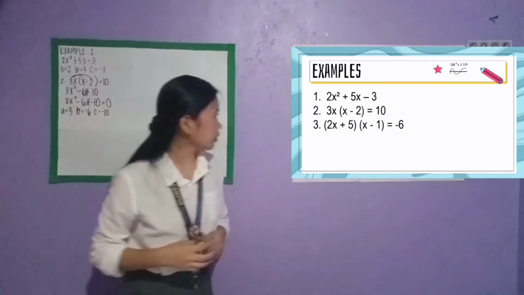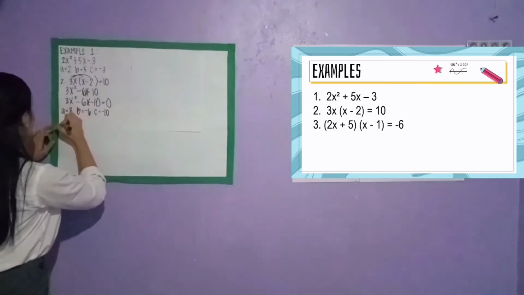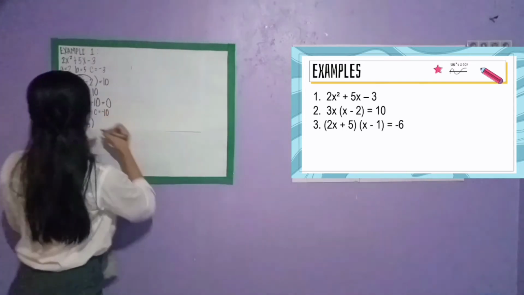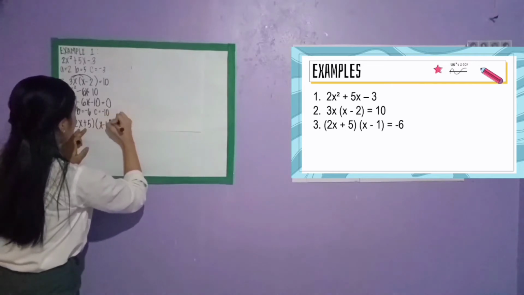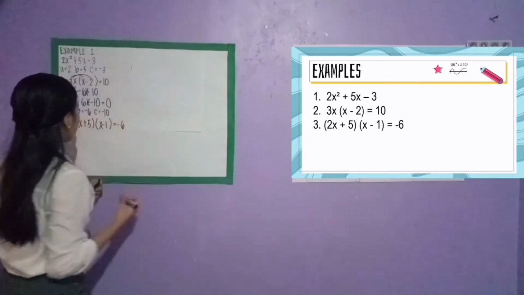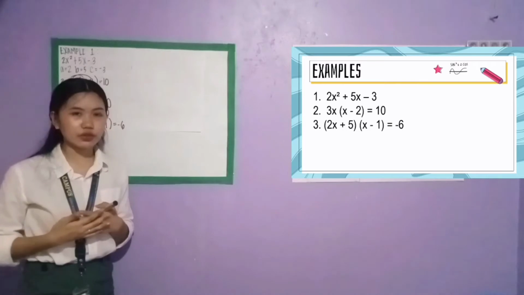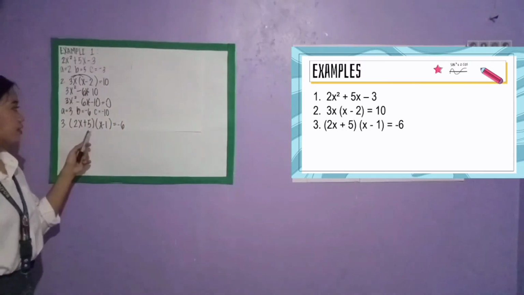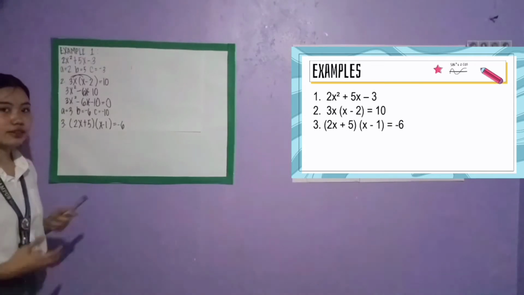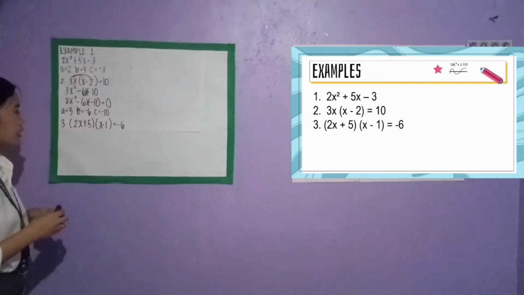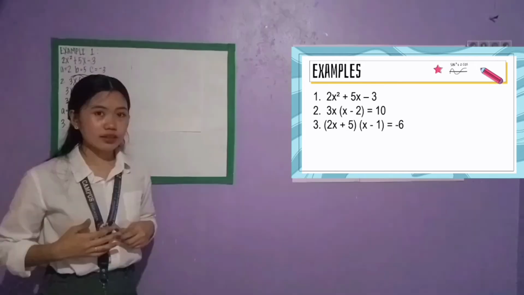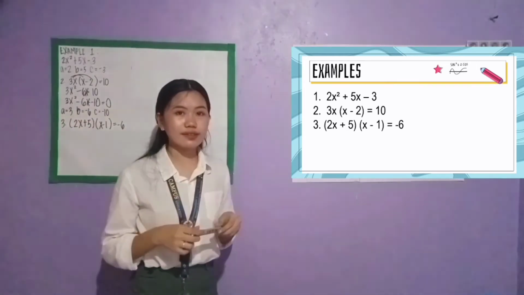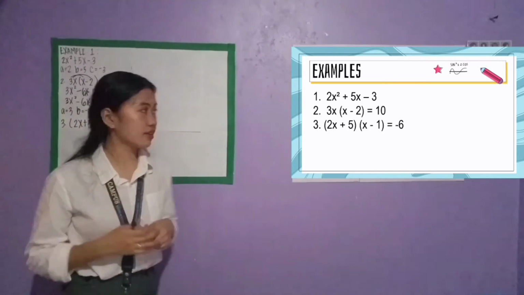For example number 3, we have here the quantity of 2x plus 5, x minus 1. Just like in example number 2, the equation here is the quantity of 2x plus 5 times the quantity of x minus 1 is equal to negative 6. And in the standard form, by expanding the product and making one side of the equation 0. Let's try this.